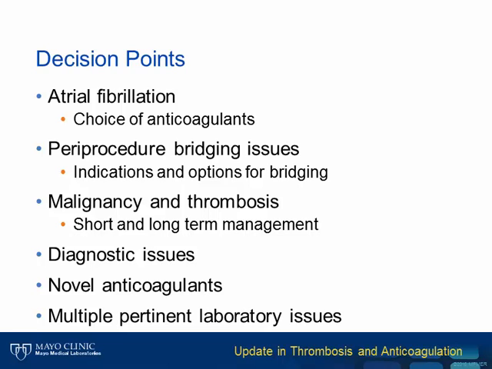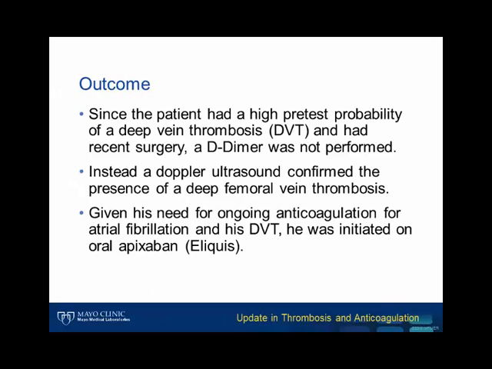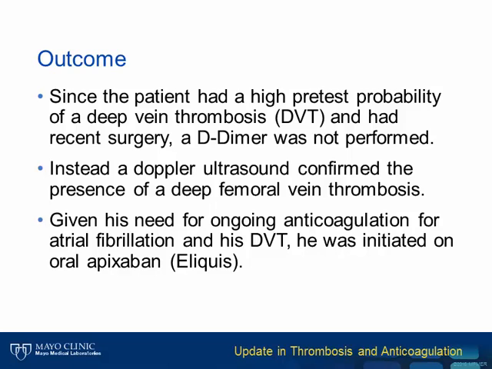Now, coming back to our patient, let us review his outcome. Since the patient had a high pretest probability of a deep vein thrombosis and he had recently undergone surgery, a D-dimer was not performed as the initial test. Instead, a Doppler ultrasound confirmed the presence of a deep femoral vein thrombosis. Given his need for ongoing anticoagulation for atrial fibrillation and his recent deep vein thrombosis, he was initiated on oral apixaban, also called Eliquis, which is an oral direct factor Xa inhibitor.